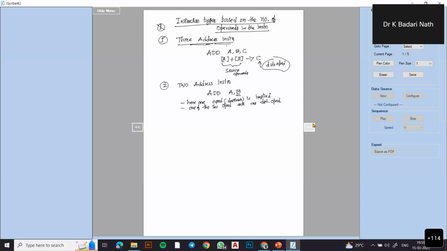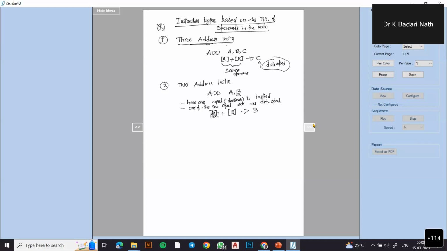I can write the instruction meaning of that. Add A plus B, so add A plus the B, and the answer is stored into the B itself. This is the meaning. What is an advantage of a two address instruction? It is better than the first one because the number of words required to represent the instruction in memory is less.